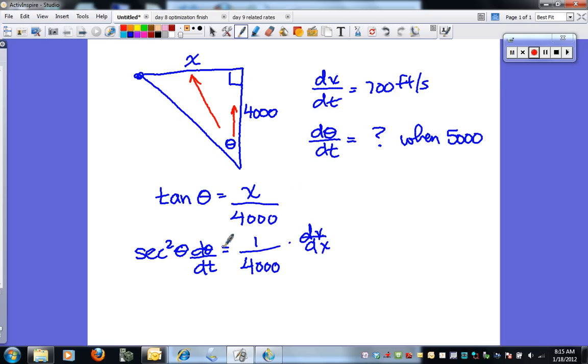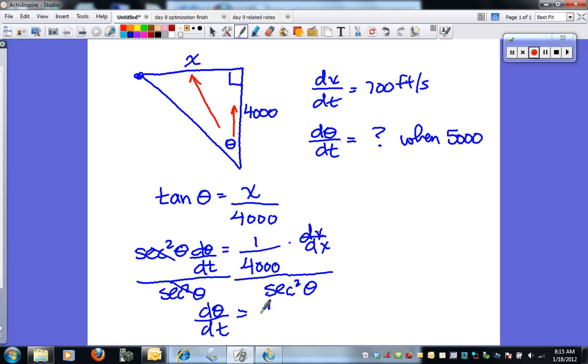Okay, well, we're looking for d theta dt, so I'm going to solve this. I'm going to leave this right here, and I'm going to divide both sides by secant squared theta, just to get everything on the other side. Now you can try to make this pretty if you want, or you can just leave it as it is. So here's my d theta dt. It's 1 over 4,000 times dx dt all over, and I'm running out of space, secant squared theta.